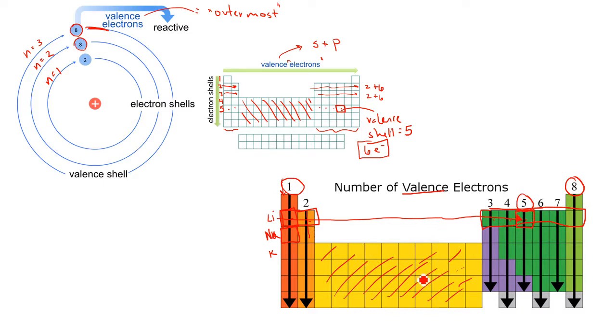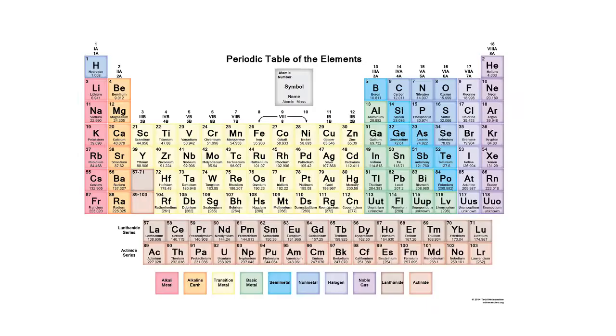We'll practice on a real periodic table, but the ability to count up how many valence electrons there are is going to be really important in chapter 9. So I'm just taking a moment here to tell you about it in a video so you can come back and watch it later if you need to.